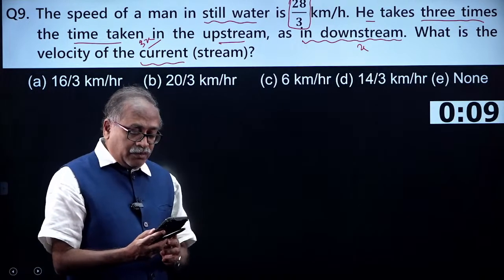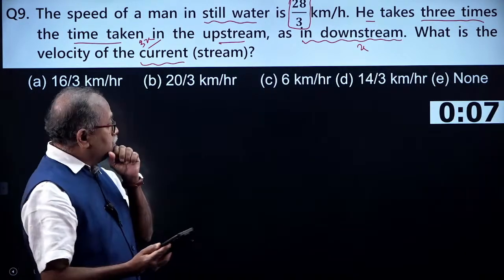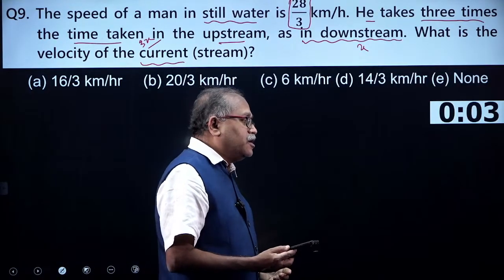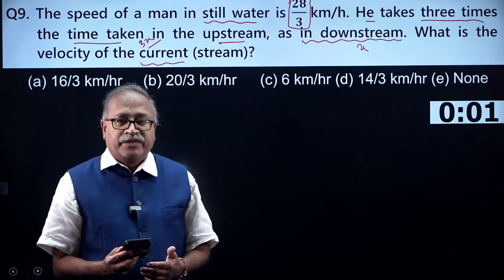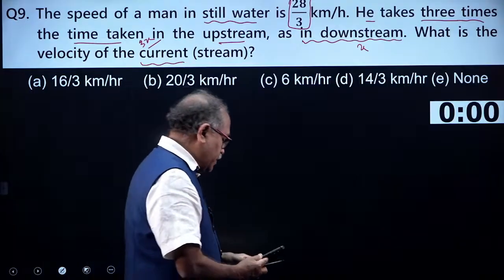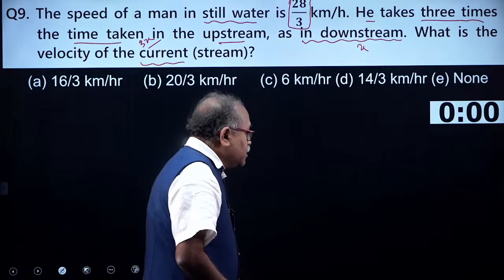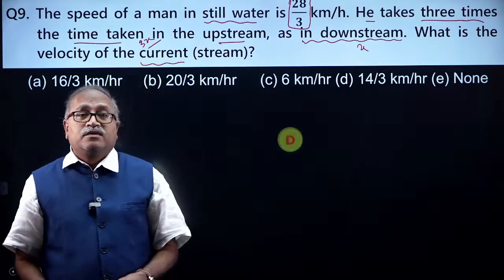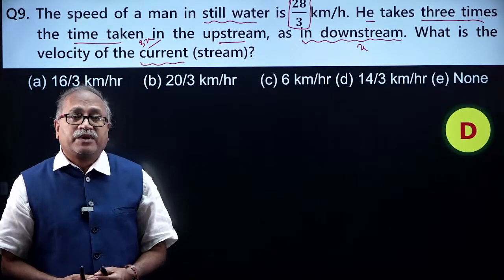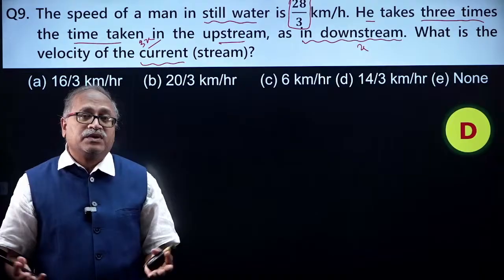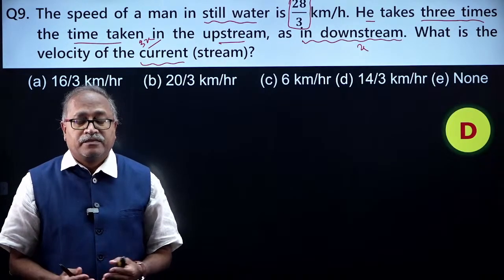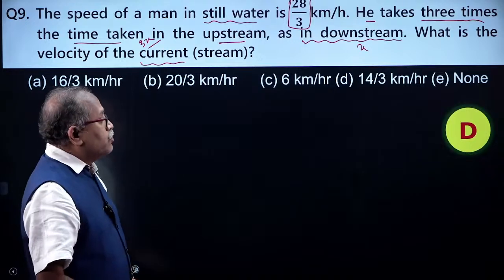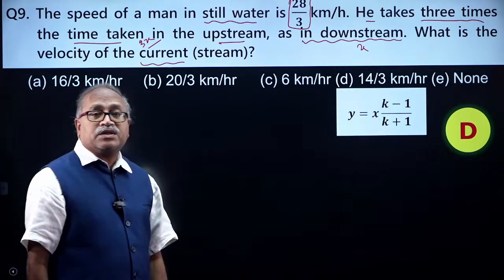And Aman once again answered the question, and he says 14 by 3. I really appreciate him. Okay, the time is up, 14 by 3, option D. So he has done so much practice that whatever question I give, he instantly answers the question. It's good, my friend Mr. Aman. What is the formula over here is this.